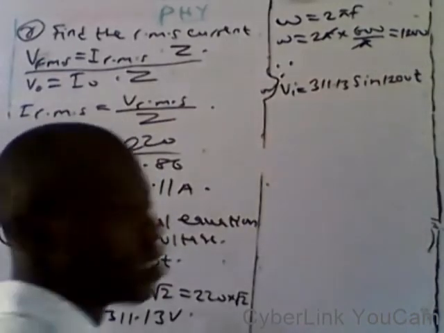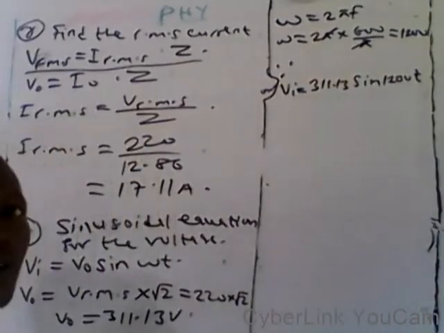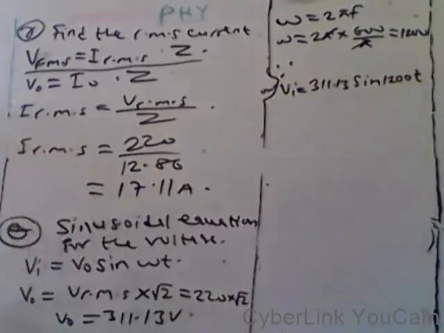1200t. 311.13 sine 1200t times sine 1200t. That is V instantaneous.